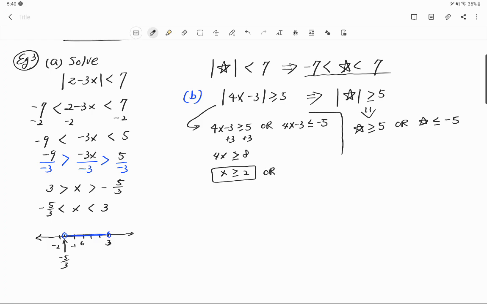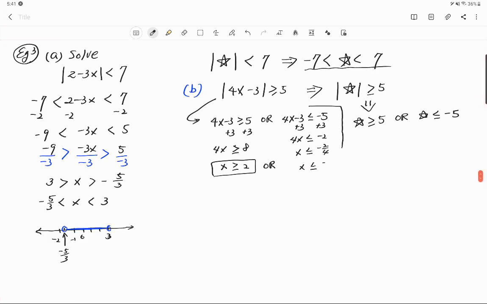Or means put together, right? So plus 3, plus 3. Then 4x is less than or equal to negative 2. And then divide each side by 4. So negative 2 over 4, which is x is less than or equal to negative 1/2. Okay, so these two are the solutions.